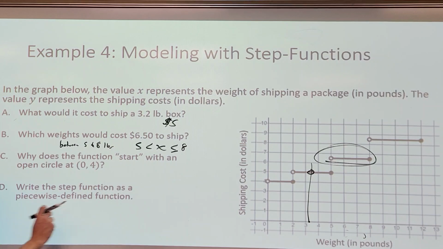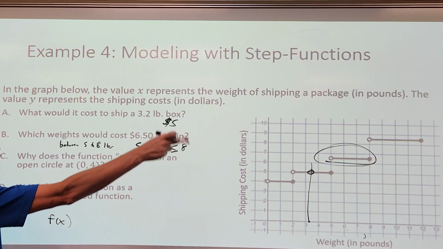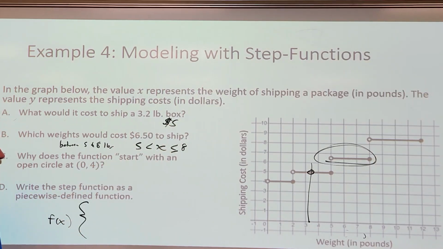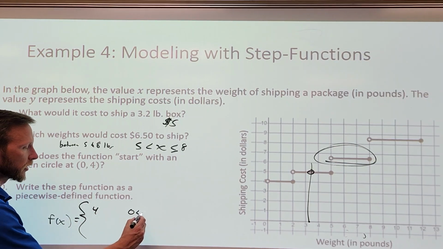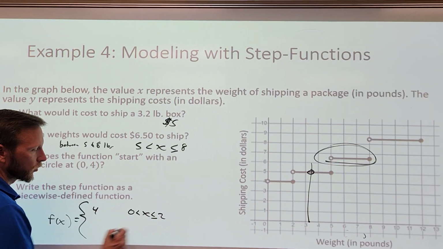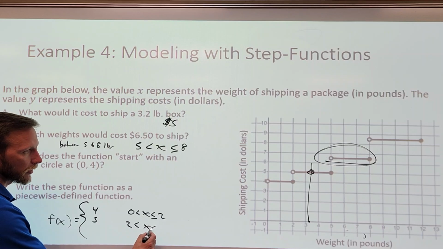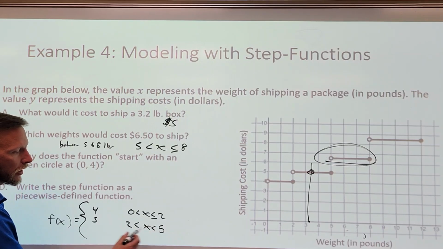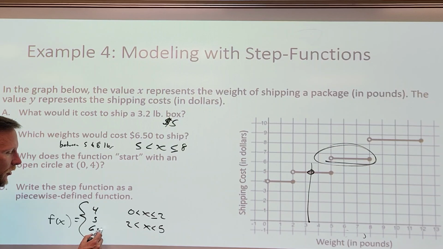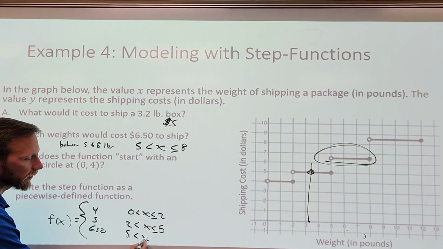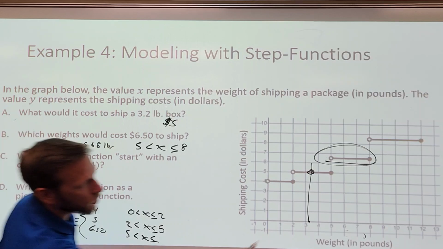Write the step function as a piecewise defined function. Ooh, this is tough. All right. So we have a lot of steps, 1, 2, 3, 4 different things. And we're going to say that y is equal to $4 for 0 is less than x is less than or equal to 2 pounds. But then it's going to be $5 if it's bigger than 2 but less than or equal to 5. And then it's going to cost $6.50 for something that is bigger than 5 pounds, but less than or equal to, how much is that?